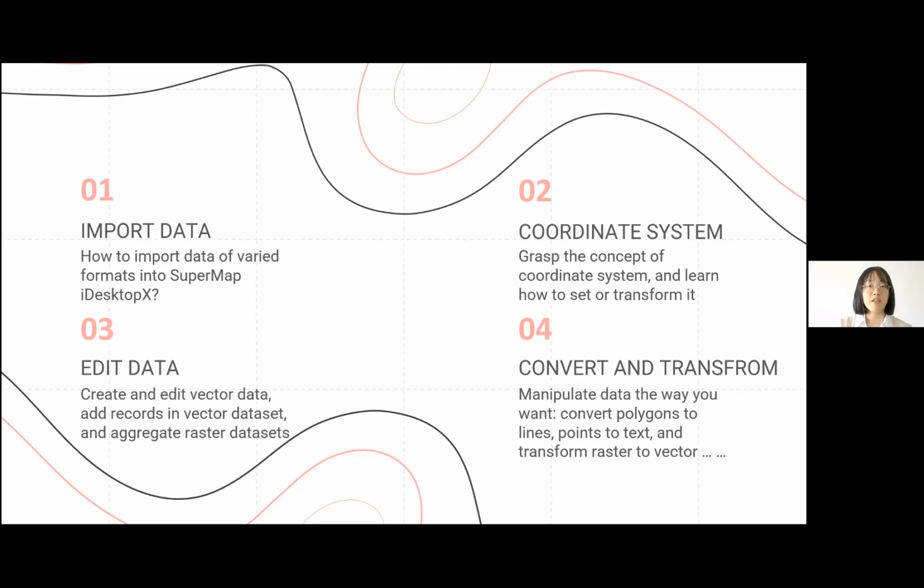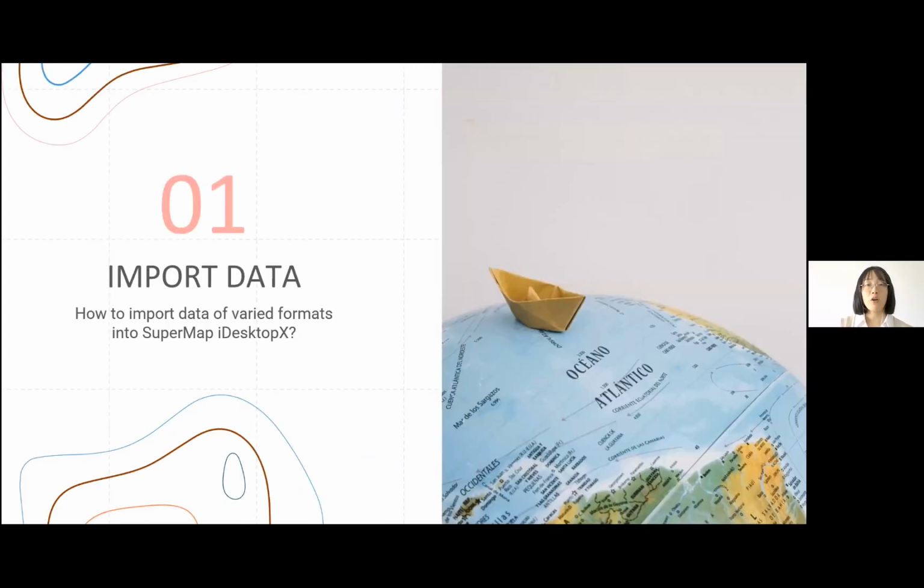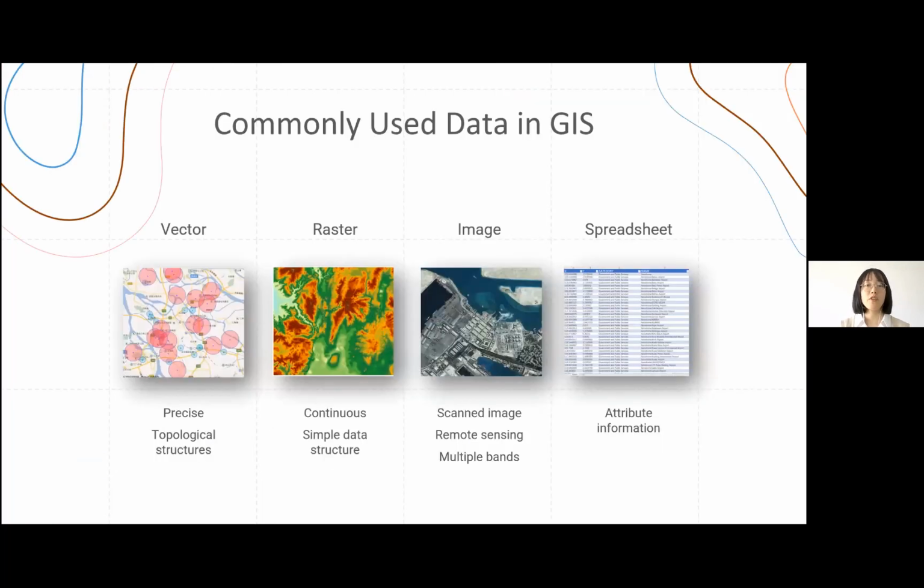Now let's get started. First is about what data we can import into SuperMap iDesktopX and how to import them. So first of all, here is a quick introduction about the commonly used data sets in GIS. And there are 4 categories: vector, raster, image, and spreadsheet.